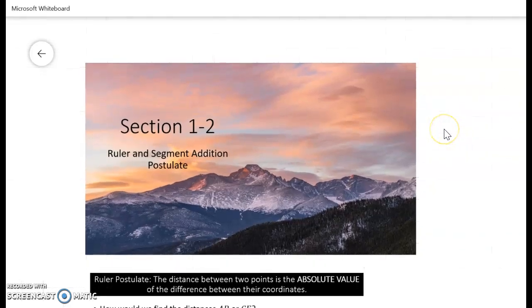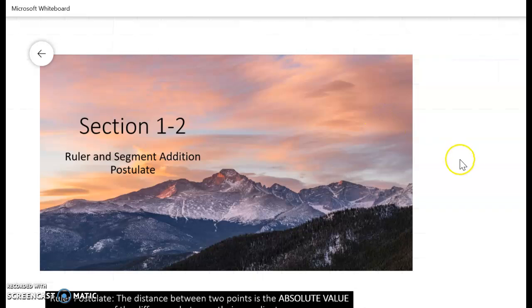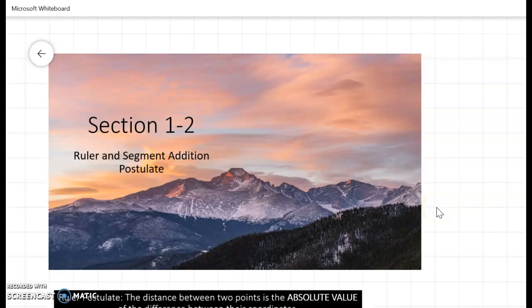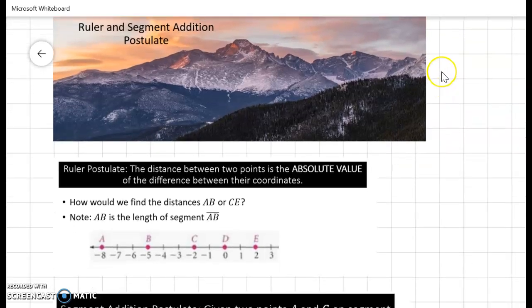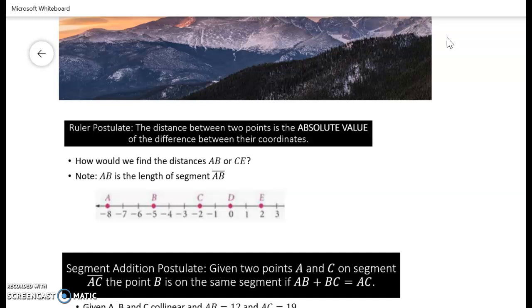Segment addition and the ruler postulate. So we're looking at the ruler postulate and segment addition. These are two very important things we do with segments in geometry. Now, the ruler postulate says the distance between 2 points is the absolute value of the difference between their coordinates.